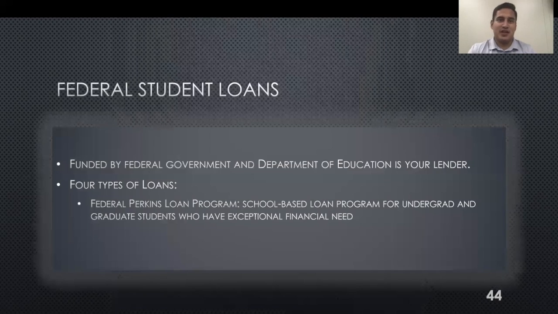So if a student is not fortunate enough to have these savings plans by the time they get to college, there are other ways to pay for school, which brings me to federal student loans. These loans are funded by the federal government, and the Department of Education is your lender. There are four types of federal loans. The first one is the Federal Perkins Loan Program. It's a school-based loan program for undergrad and grad students who have exceptional financial need.